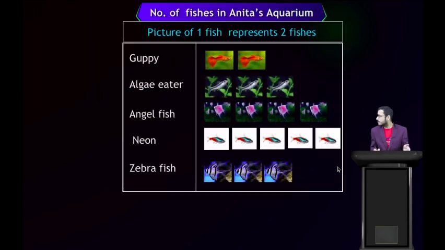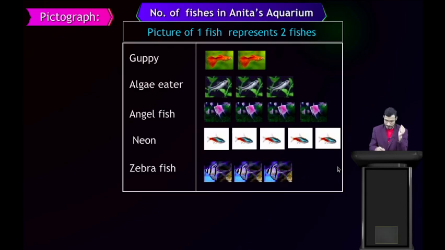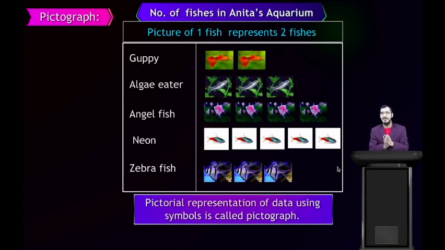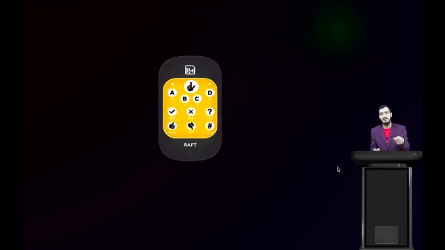Yes, now you can see here a pictograph. In this graph we are using pictures, so the name of this graph is pictograph. Pictorial representation of data using symbols is called a pictograph. You can see the picture here. Pictograph means we are using pictures.